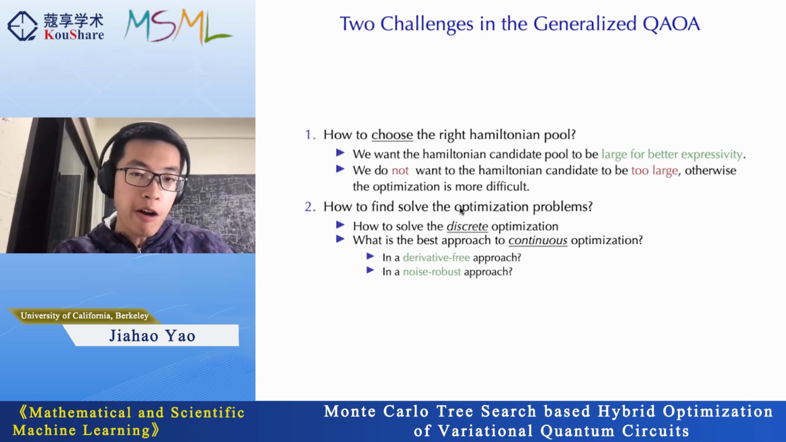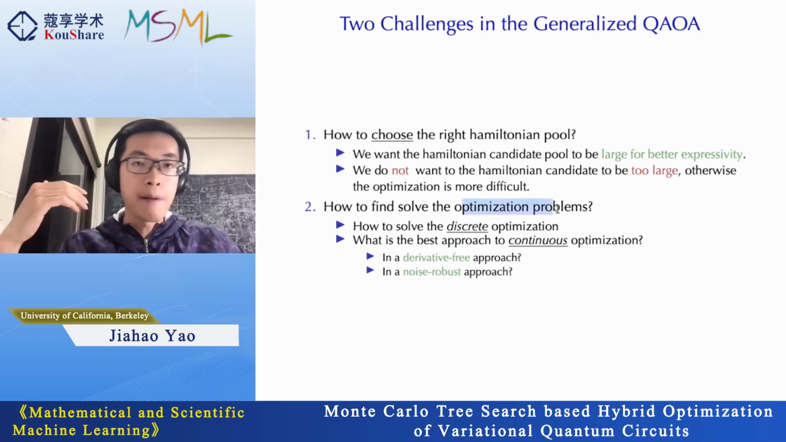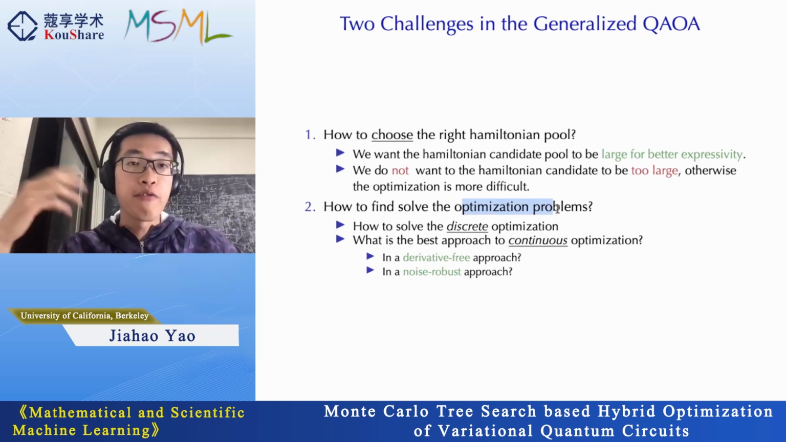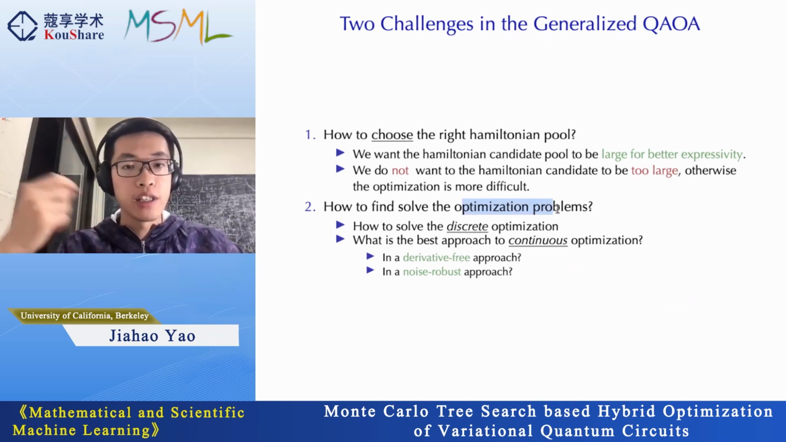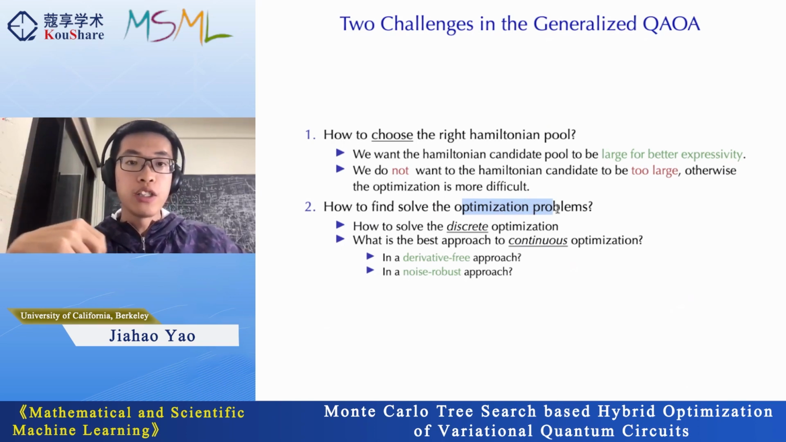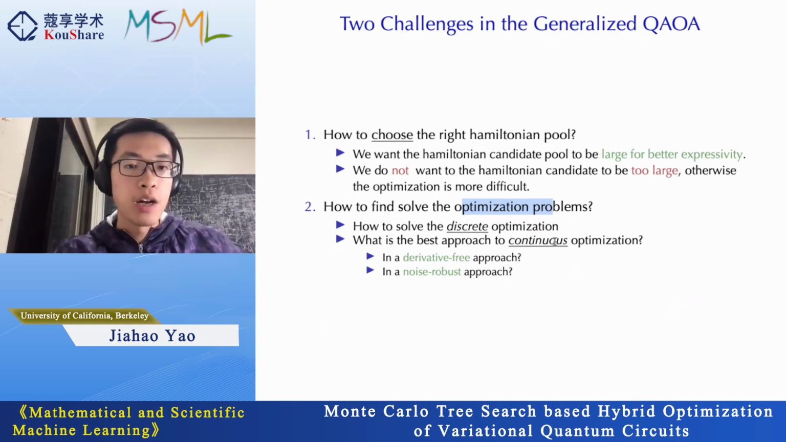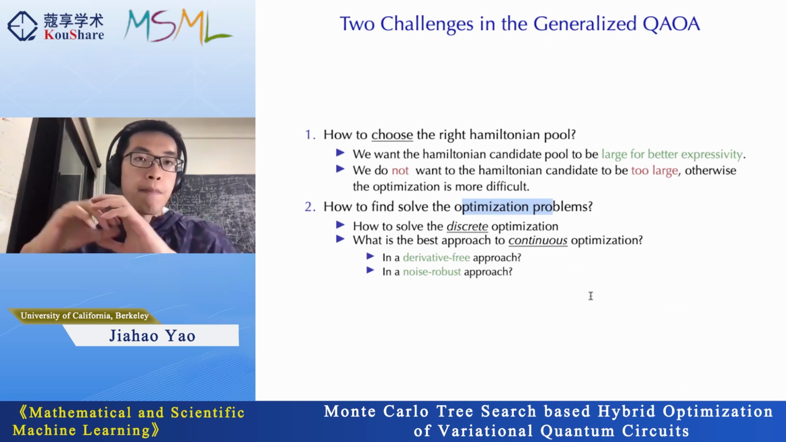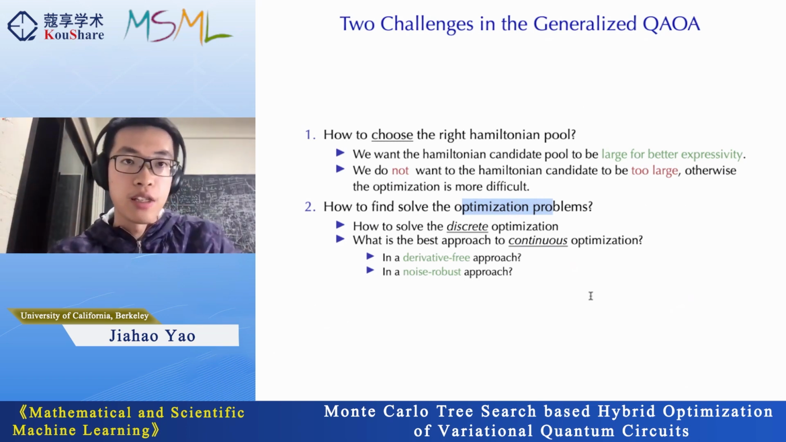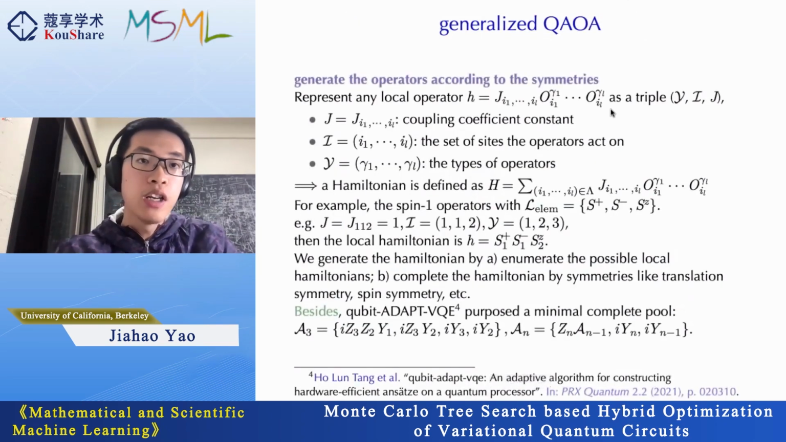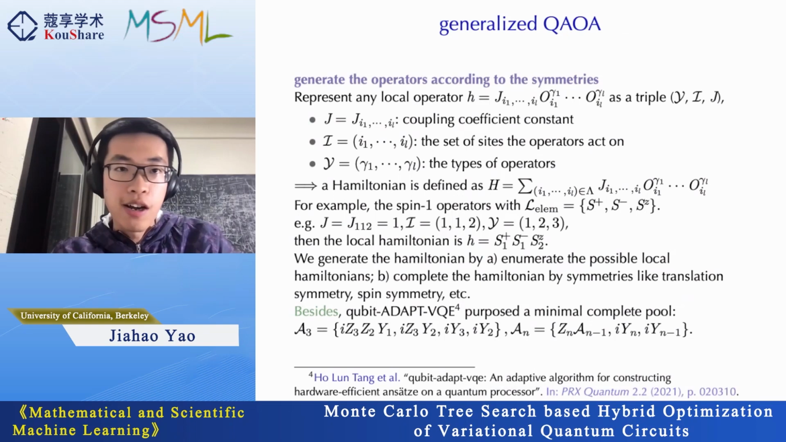And the optimization problem very naturally involves two categories of optimization. One is discrete, another is continuous. The discrete one is which gate you want to choose, and for the continuous one, we also want other properties. Say, can we do it in a gradient-free approach, or can we do it in a noise-robust approach? The following discussion is all about these two questions and also the sub-questions. So first is about the generalized QAOA ansatz.